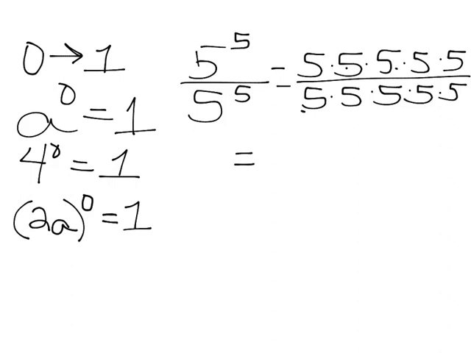25 squared is 625, so it's more than that. Maybe it's more than that. More than 625. Okay, 5 divided by 5 is 1. 5 divided by 5 is 1, and so on for each pair. 1 times 1 times 1 times 1 times 1 is 1.